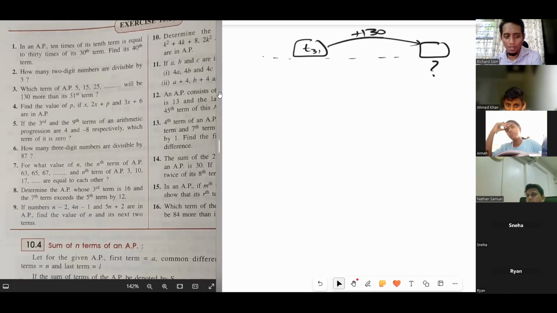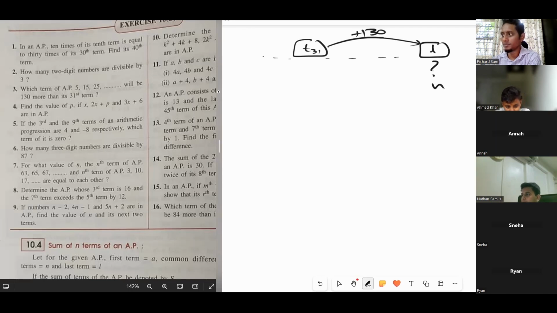Which term of this AP will be 130 more than its 31st term? See, there is a 31st term over there, right? So if you add 130 to that 31st term, you will get a term. The question is which term that is, meaning what is the value of n, the number of the term they're asking. So we'll take this term as L, the last term, and we have to find n for that last term. Is that clear, everyone?